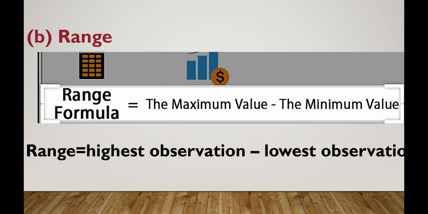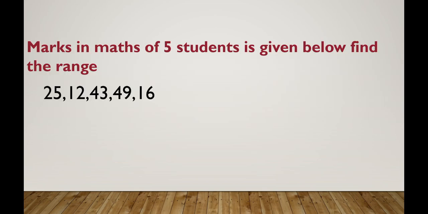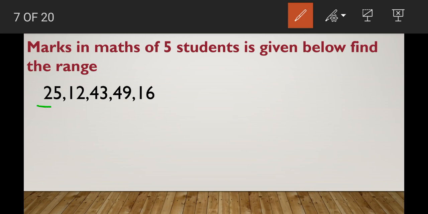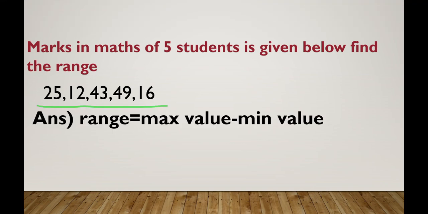Now comes the next one, range. Range formula is maximum value minus minimum value, or highest observation minus lowest observation. Here also we will do one problem, you will understand it. Marks in maths of 5 students are given below. Find the range. So some marks are given here. You can see 25, 12, 43, 49, 16. You are going to find the range. Formula is range is equal to maximum value minus minimum value.